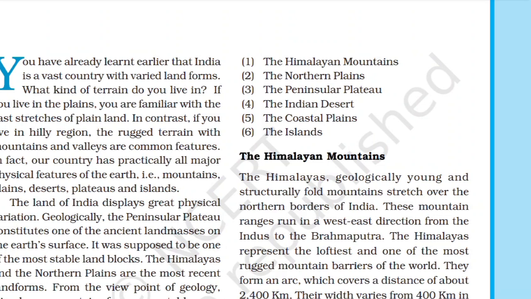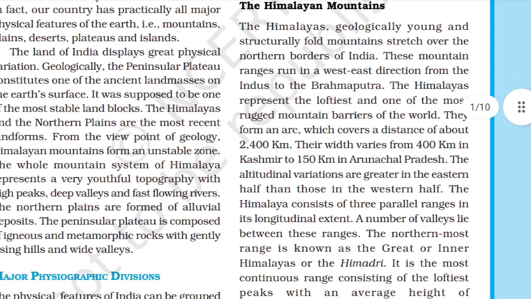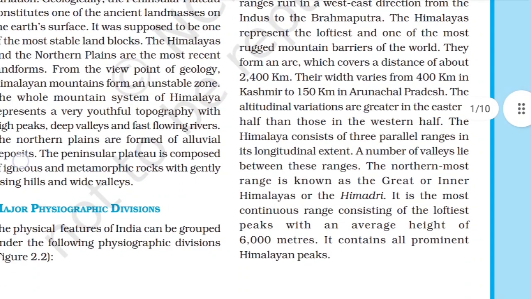Geologically, the Peninsula Plateau constitutes one of the ancient landmasses on the Earth's surface. It was supposed to be one of the most stable land blocks. The Himalayas and the northern plain are the most recent landforms from the viewpoint of geology. The Himalayan mountains form an unstable zone. The whole Himalayan system represents a very youthful topography with high peaks, deep valleys, and fast flowing rivers. Northern plains are formed of alluvial deposits. Peninsula Plateau is composed of igneous and metamorphic rocks with gently rising hills and wide valleys.